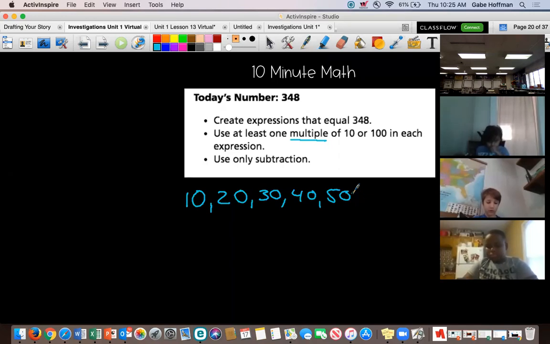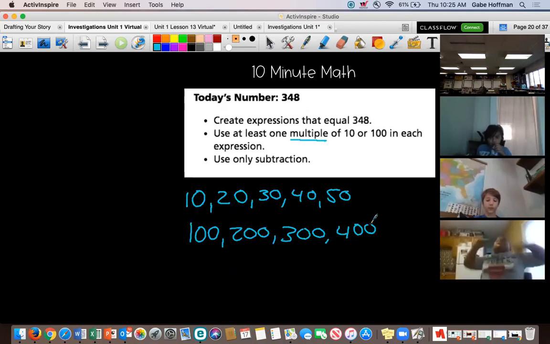And it's just the same thing for 100. So 100, 200, 300, 400, and I could keep going. These are all multiples of 100 because I can count by hundreds to get to those numbers. So you have to have one multiple of 10 or 100 in your expression, and you're using only subtraction today. Only subtraction. So I'm going to give you about 3 minutes to come up with your expression.